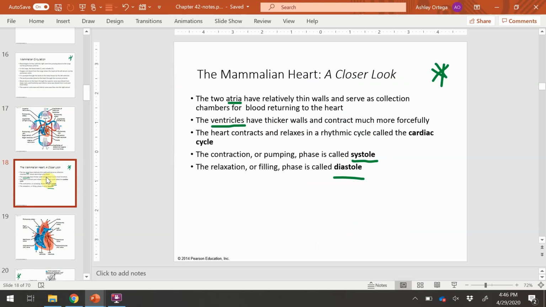And so now we're going to take a closer look at the mammalian heart. There are two atria and two ventricles. The atria are going to have very thin walls, and these are serving as temporary collection chambers for blood returning to the heart, and it's about to be pumped out through the heart. The ventricles are going to have much thicker walls and contract much more forcefully than the atria, as they are responsible for pushing that blood out to the body or to the lungs.